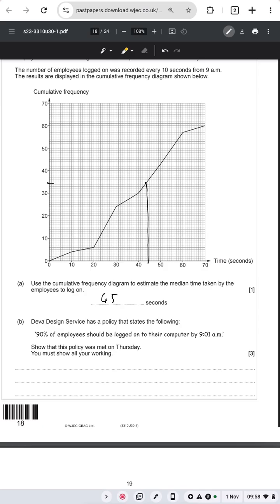Deva Design Services has a policy that states the following. 90% of employees must be logged onto their computer by 9:01 a.m. Show that this policy was met on Tuesday. So if we find 90% of 70, that is equal to 90 over 100 times 70. So those cancel, and that will give 63. So we're looking for the 63rd person.